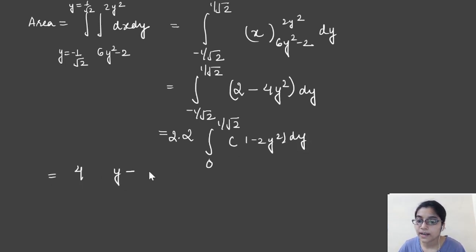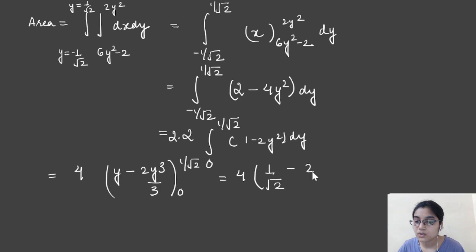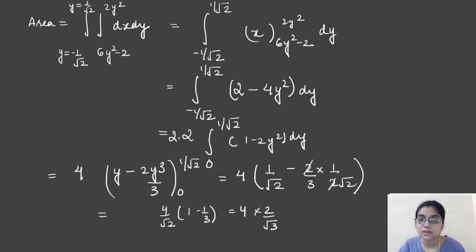So 4 times y minus 2y cube by 3, from 0 to 1 by root 2. Then we are getting 1 by root 2 minus 2 by 3 and the cube of 1 by root 2, which will give us 1 by 2 root 2. So this 2 will also get cancelled out. Fine. Now we can take this 1 by root 2 common, and this is going to be 1 minus 1 by 3. So it is going to be 2 by 3, and here we already have root 2, so the answer will be 4 root 2 by 3.